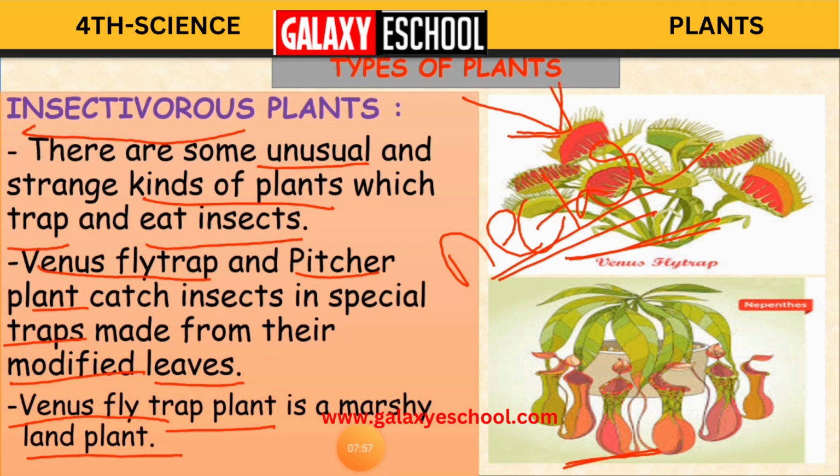Clear? So insectivorous plants, what are they? They are unusual. They trap and eat insects. How? Because of the nectar. How are insects attracted to the plant? Because of the nectar. Examples of these plants are Venus flytrap and pitcher plant. How are they able to catch insects? Because of the modified leaves. Clear, children? Yes. Now we learn some other type of plants.